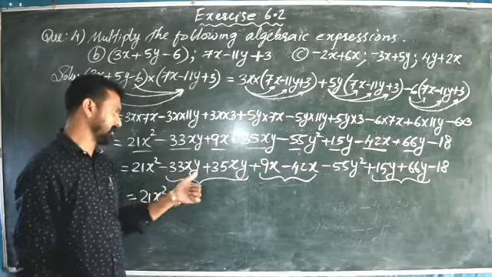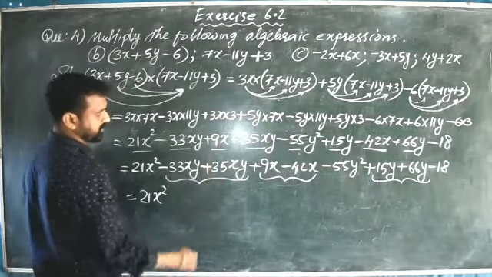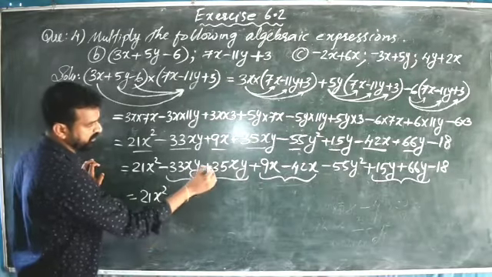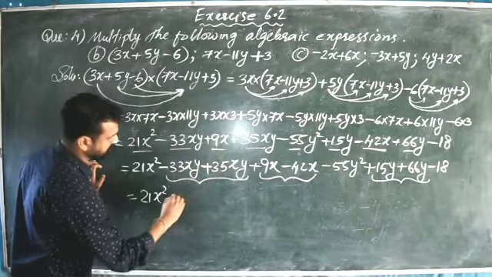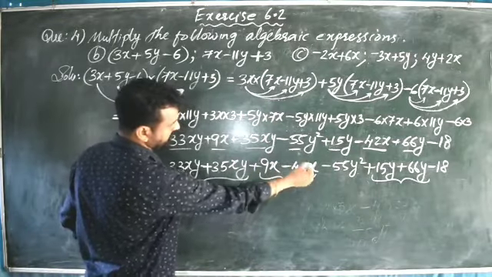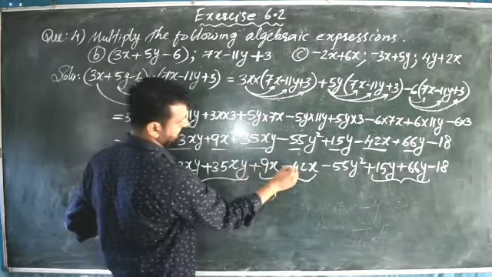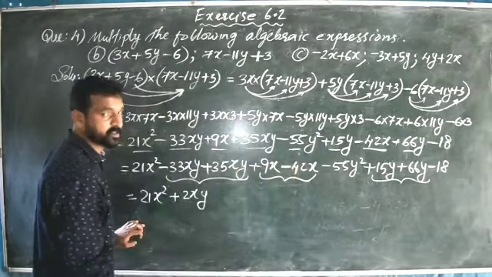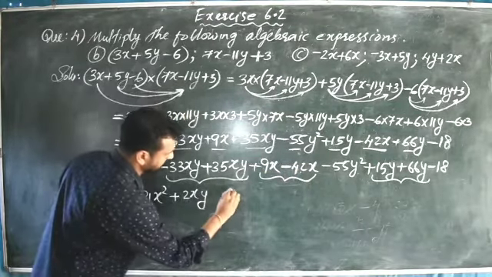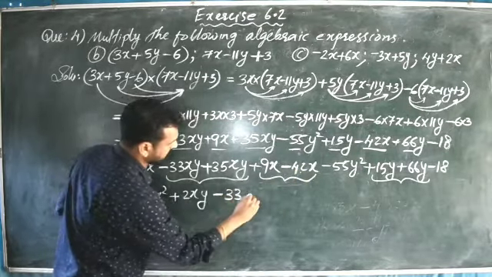So now we have to add these numbers. Minus 33 plus 35. One number is negative and one is positive. Subtracting the numbers and putting largest number sign. 35 minus 33, that is 2, and its largest number sign is positive, so it will come plus 2xy. Next one, plus 9x minus 42x. One number is positive, one is negative. Subtracting and putting largest number sign. 42 minus 9 is equal to 33. Largest number sign is minus, so it will come minus 33x.